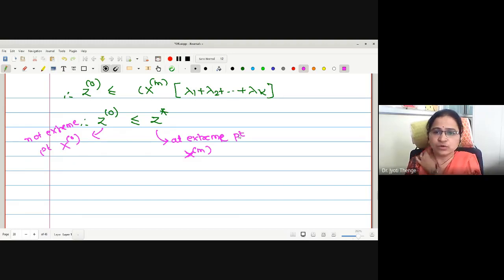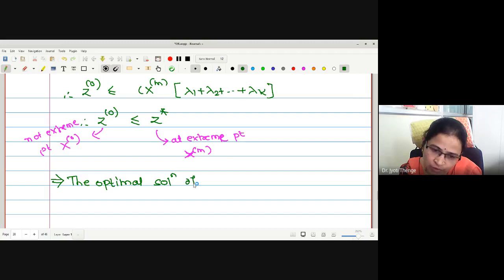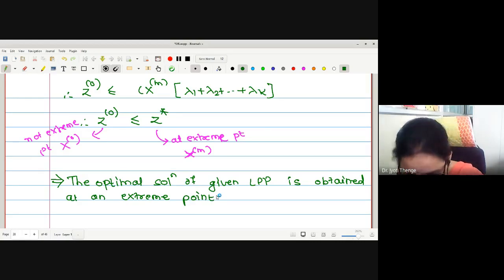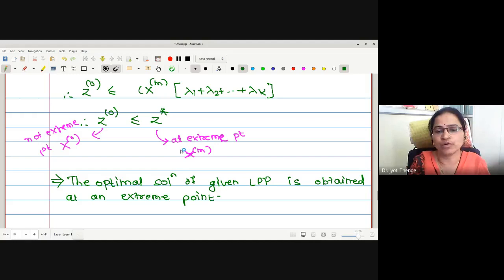Therefore, shall I conclude, which implies that the optimal solution of the given LPP is obtained at an extreme point. Is it clear to everyone? Yes, ma'am. Now we will go for the second part.